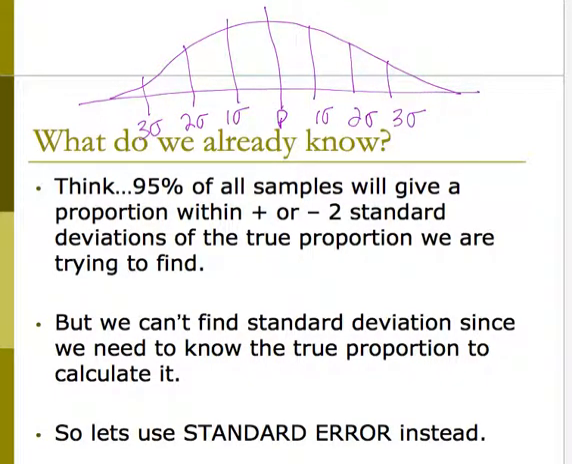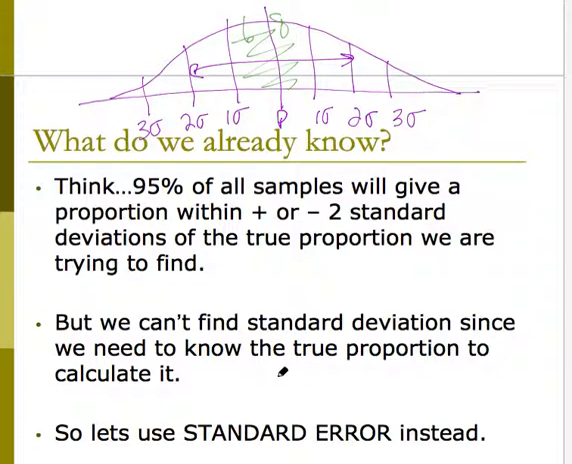Okay, so we also know that one standard deviation on either side is our 68%, two standard deviations is our 95%, and three is the 99.7%. These are numbers that are going to come up a lot. So here we go: 95% of all the samples will give us a proportion within plus or minus two standard deviations. We get the 95% because we are two standard deviations away. We have discussed this before, that from here to here is 95% of where we expect our values to be. Well, we can't find the standard deviation since we need to know what that true proportion is.